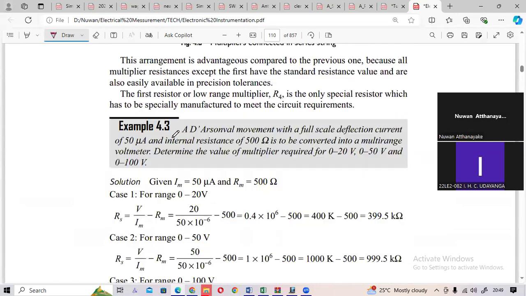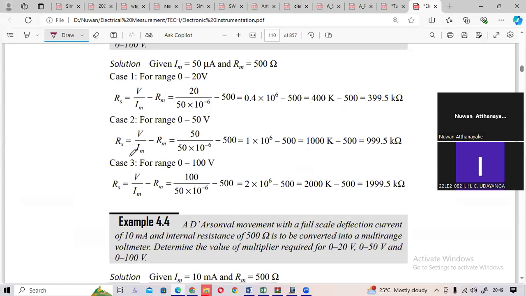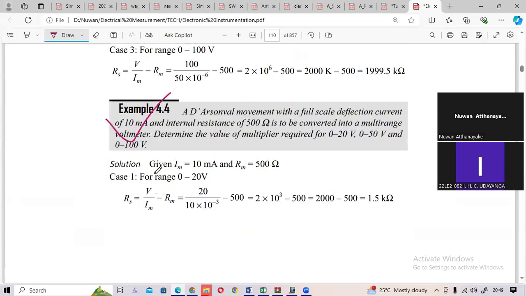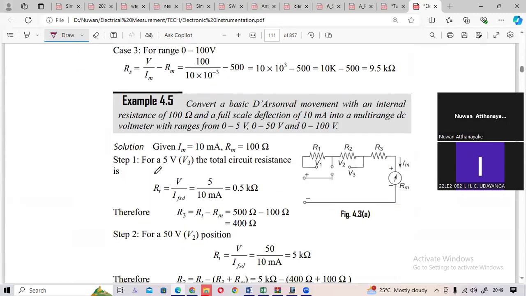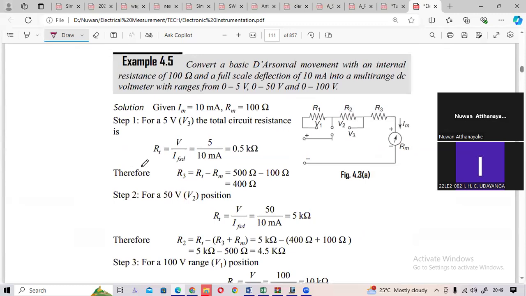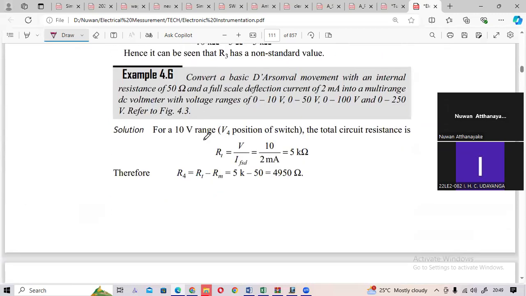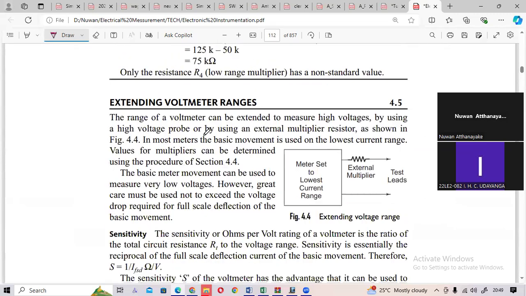That example will be enough. Here also this one you can do. You have to calculate the multiple resistance values. Maybe this example also you can do. You need not do all of these. Also, you can do this one, no problem. So try to do these questions.